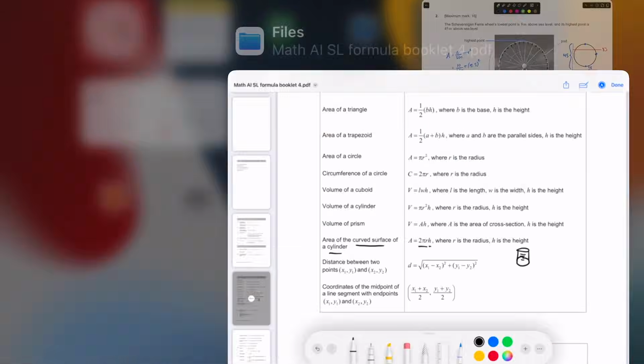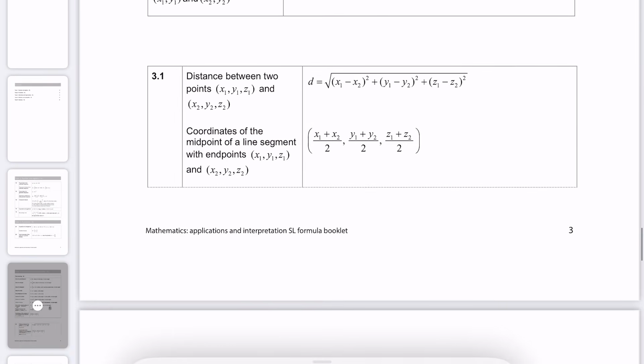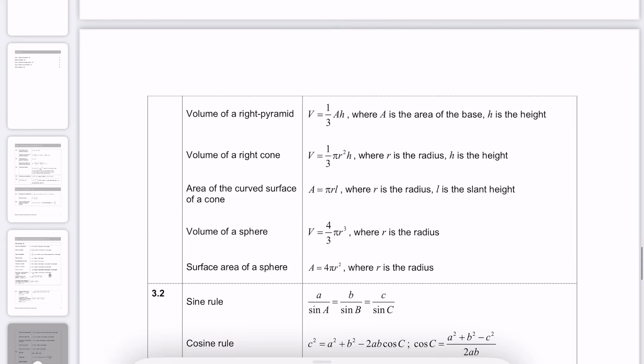So going back to the formula booklet, go down just a little more. Here we have the surface area of a sphere. Surface area of a sphere is given by 4 pi r squared. It's a little messy. This is the surface area of an entire sphere, but we don't have an entire sphere. Or sorry, we have half of a sphere, which is a hemisphere.